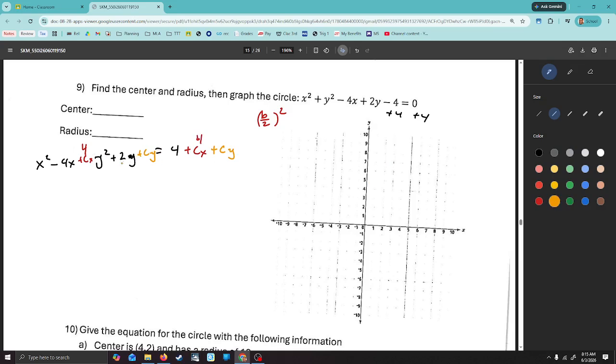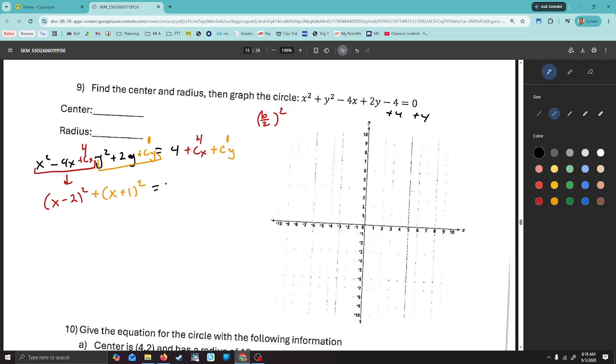Over here, I need the perfect y value. So the perfect y value, I'm going to cut it in half. 2 divided by 2 is 1. 1 squared is 1. So I'm going to put a 1 here. I'm going to put a 1 here. Now, this part over here, what multiplies to 4 and adds to -4? That's x minus 2 squared. This part over here, what multiplies to 1 and adds to 2? That's going to be y plus 1 squared.